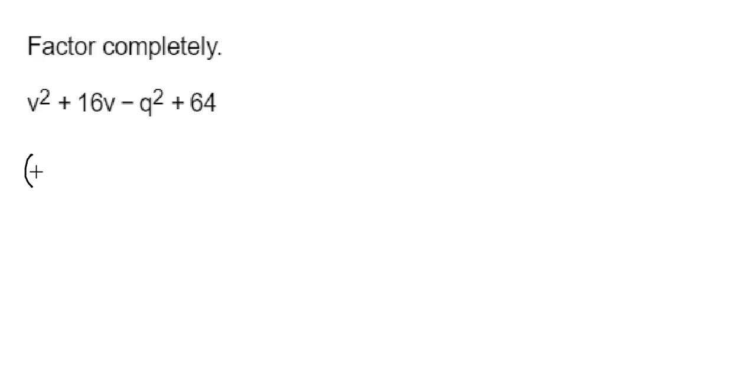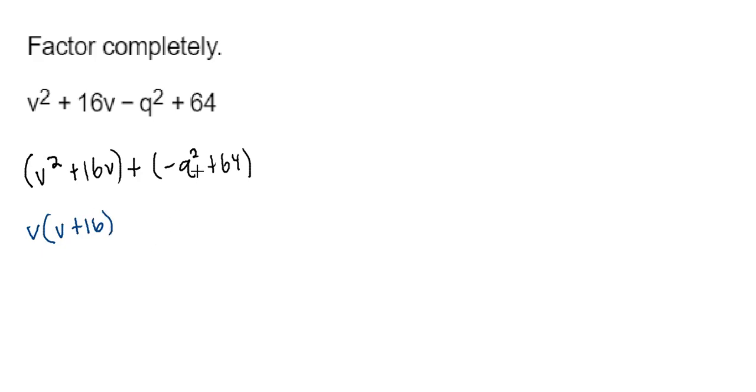And if you're taking notes, you might not want to write this down just yet. So if you group the first 2 terms, always start with a plus sign between your 2 groups. So I'll get negative q squared plus 64. The problem here, the common factor in the first group will be v. That'll leave me with a v plus 16. There is no common factor in the second group.